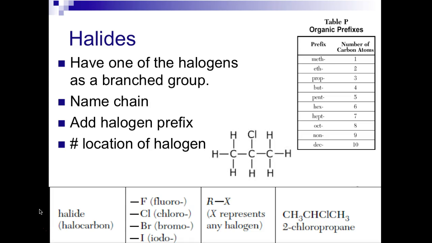So for halides, they have one of the halogens as a branch group. You're going to name the chain and add a halogen prefix and the number location of the halogen. So it's going to be fluoro, chloro, bromo, or iodo, and the R is going to be the carbon chain, and the X is going to represent any halogen. So for this example, it would be 2-chloropropane if we were to name this example here.